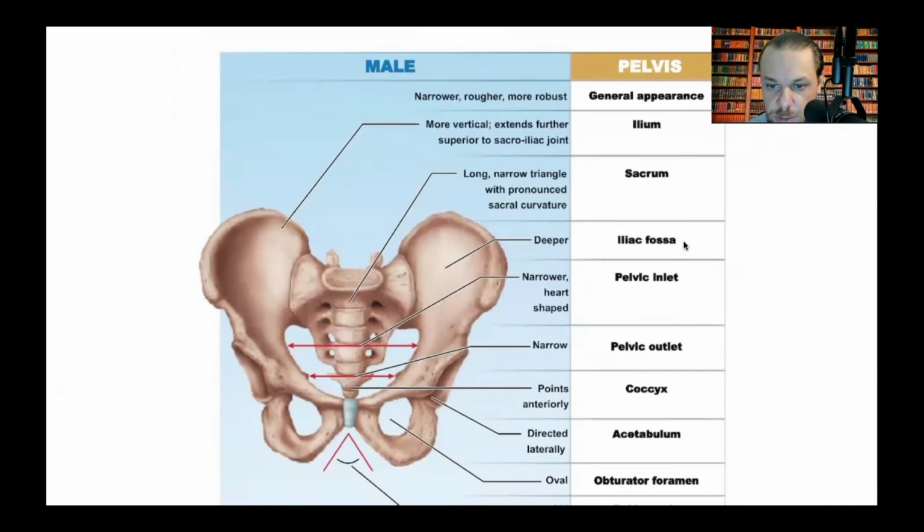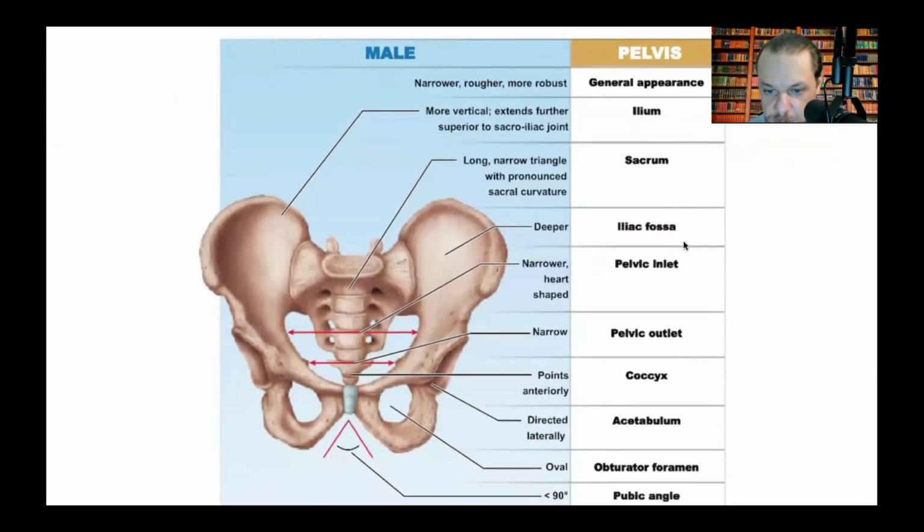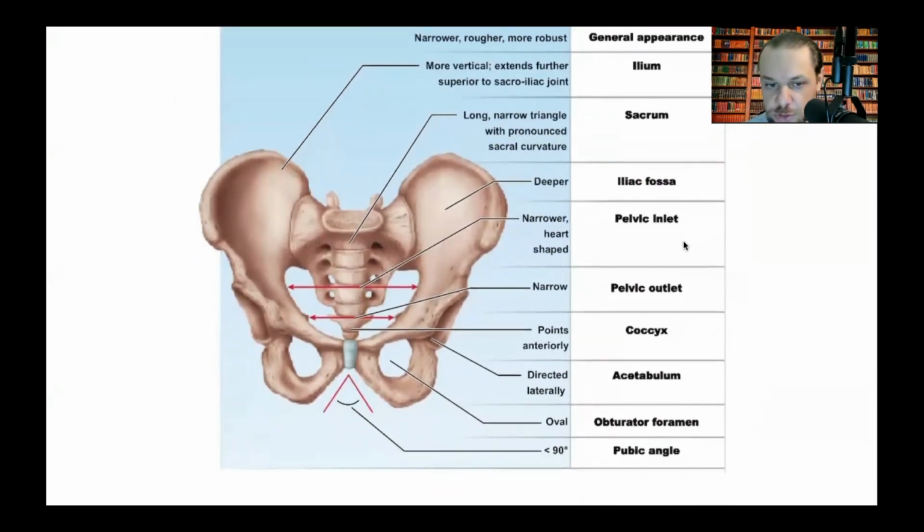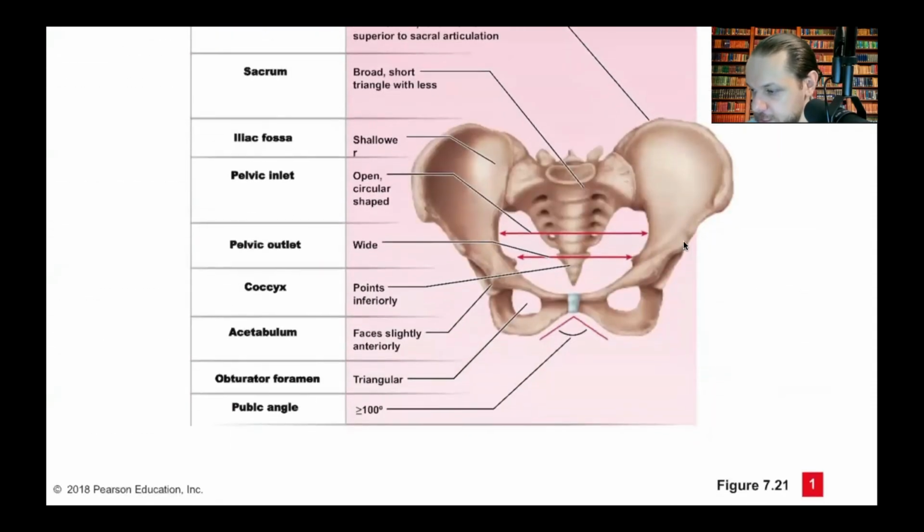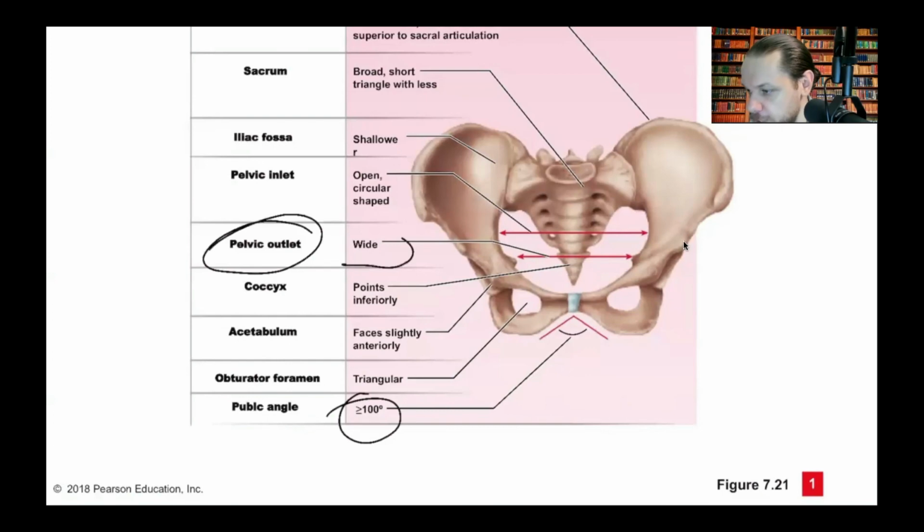This is just a close-up of the same structures, right? The pelvis. We also have the pelvic angle, right, for the male being a bit narrower, less than a 90-degree angle, and the female angle is greater than 100. And certainly the pelvic outlet is wider, for all the reasons we just talked about.